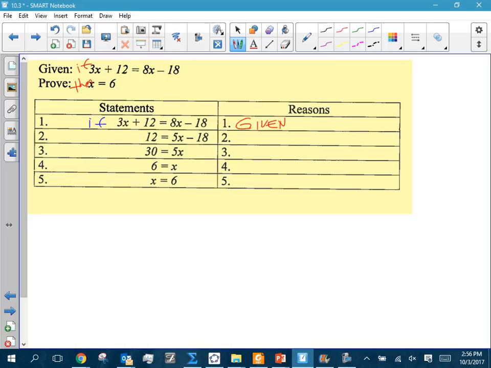I've got an if statement, and now that line is a then statement. So if I know the if part is true, what property allows you to say that the then part of the conclusion is true, Mallory? Good. Subtraction property. You simply took that 3x and moved it away from that 8x, right? We subtracted 3x from both sides, so that's the subtraction property of equality.